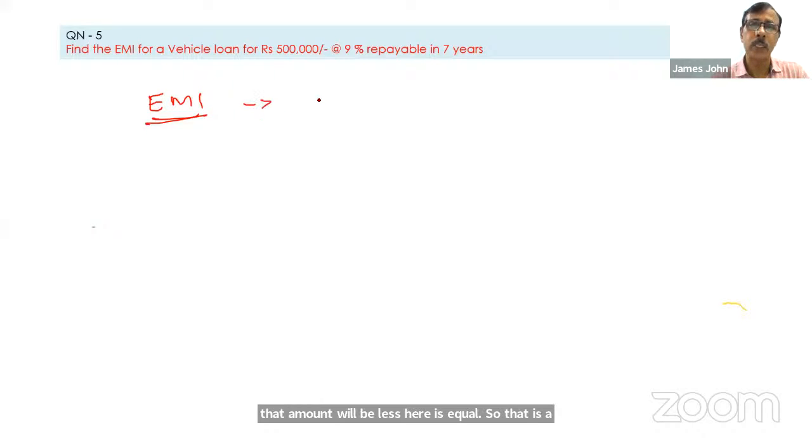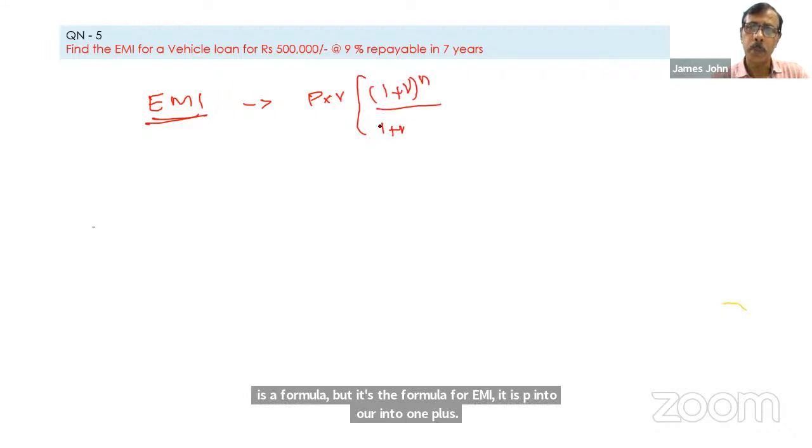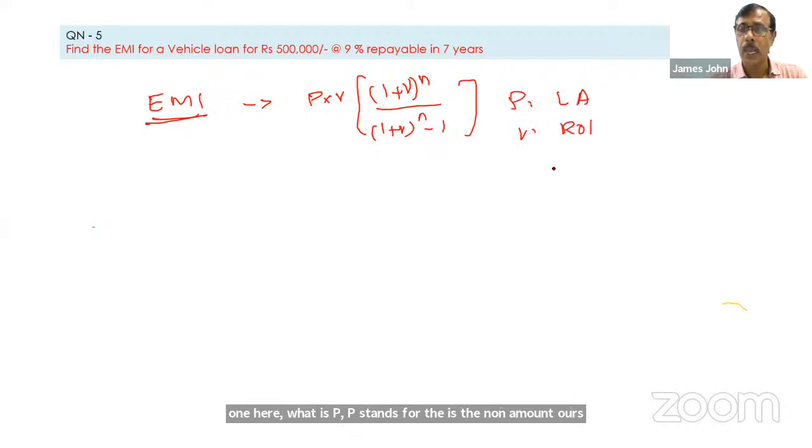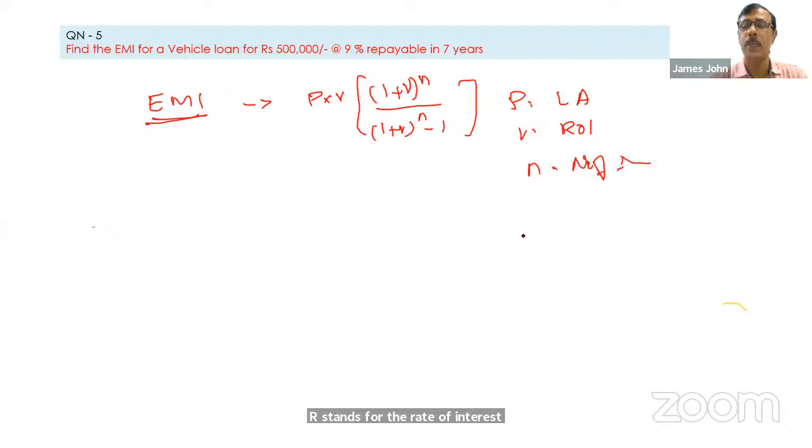And there is a formula. What is the formula for EMI? EMI is equal to P into R into (1 plus R) the whole raised to n divided by (1 plus R) the whole raised to n minus 1. This is the formula. Here, P stands for the loan amount, R stands for the rate of interest, and n is the number of installments.